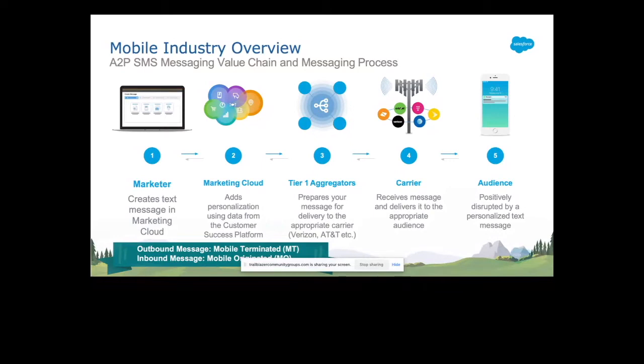Okay. So through Singtel, my message went to the carrier, which receives a message and delivers it to the appropriate audience, because my tier one aggregator is Singtel, and Singtel has their own carrier where it will go and then send a message to my customer. So the customer or the audience will receive a message without any disruptions, right?